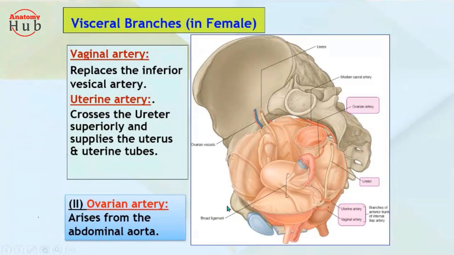Then we'll see the ovarian artery. As I have already told you, the ovarian artery is not coming from the internal iliac or external iliac. It is coming directly from the abdominal aorta. This ovarian artery is actually known as the gonadal artery. Gonadal artery means it may be male or female. In male it will become the testicular artery. In female it will become the ovarian artery.